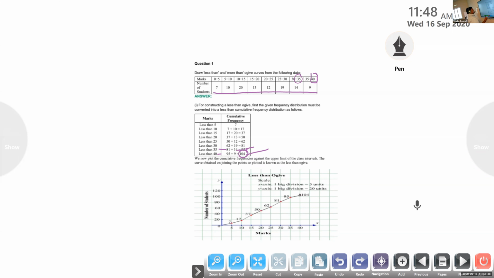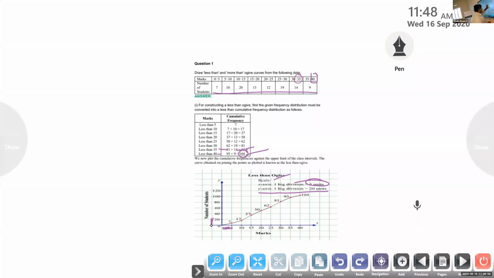Okay, so the basic method is there, you know how to construct a graph. Before that, you want to write the scale of the graph. X-axis, one big division is equal to 5 units. Y-axis, one big division is 20 units: 20, 40, 60, 80, 100, 120.